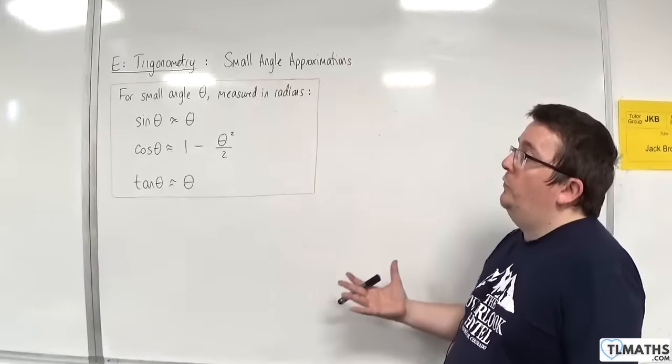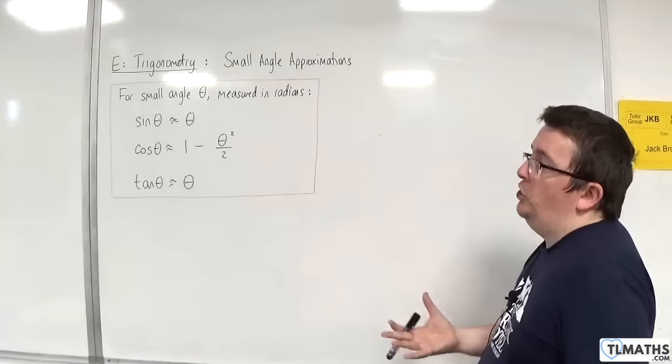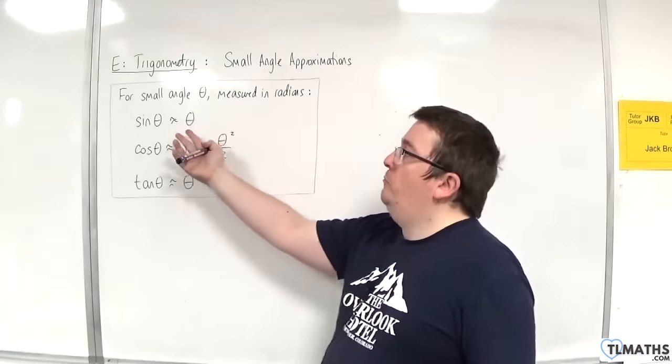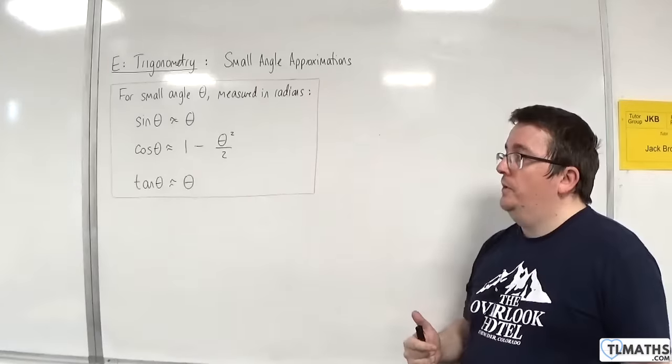Now, the small angle approximations are given to you in the formula booklet. Remember, this is with the angle measured in radians. So sine theta is approximately theta, cosine theta is approximately 1 take away theta squared over 2, and tan theta is approximately theta.